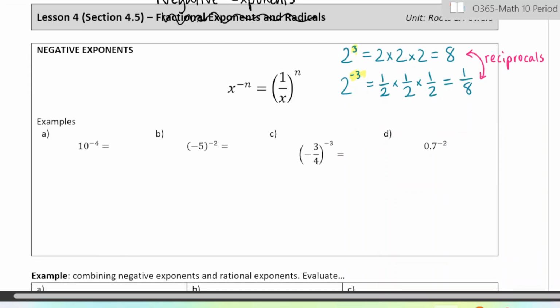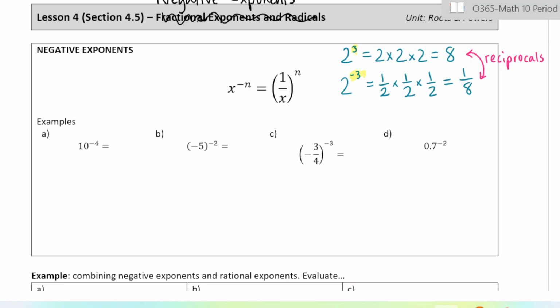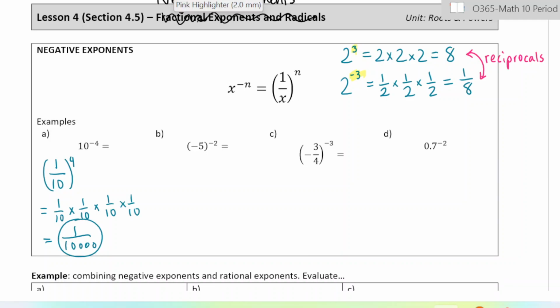We're not going to use a calculator for any of these, but of course you could check with a calculator to make sure these are accurate. Okay, 10 to the power of negative 4. What that actually means is we're going to flip it and multiply 4 times. So it's going to be 1 over 10 times 1 over 10 times 1 over 10 times 1 over 10. Now you don't need to write out the 4 1/10ths. You can just write the answer if you want. So this would be 1 over 10,000. 10 to the power of 4 would be 10,000. 10 to the power of negative 4 is just 1 over 10,000. They are reciprocals of each other.